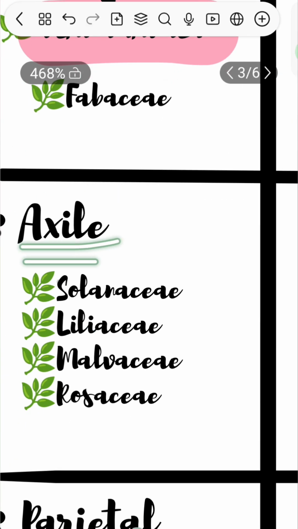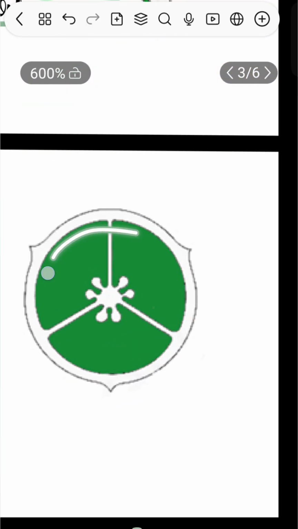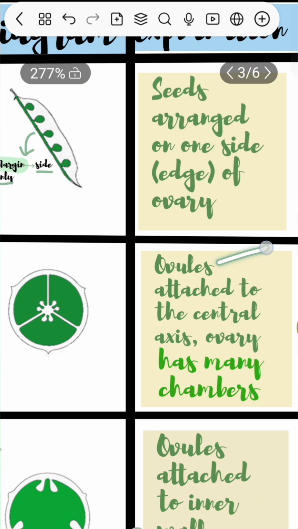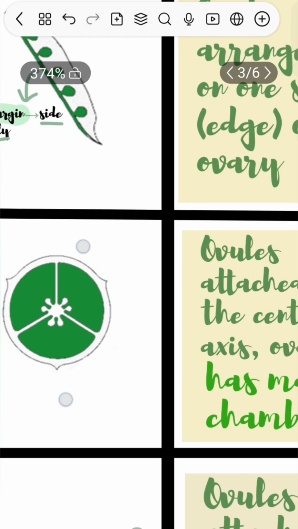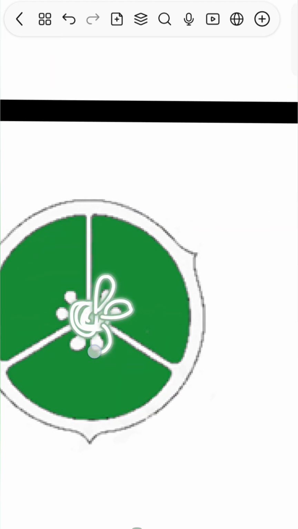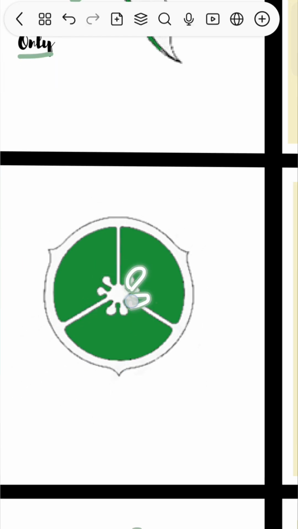Next, we are going to study axile. When you think of axile, you should think of a center. In the center, you can see this is the axile placentation. Ovules are attached on the central axis, like a pizza. You guys have like a lava cake or something, where inside there is a core of chocolate. So in the center part, the ovules are attached. Axile means center. Have it in your mind. Axile means center, and in the center the ovules are attached.